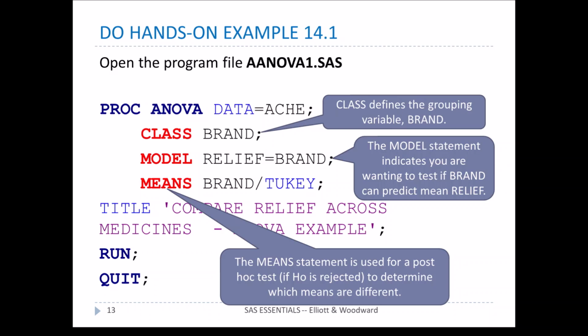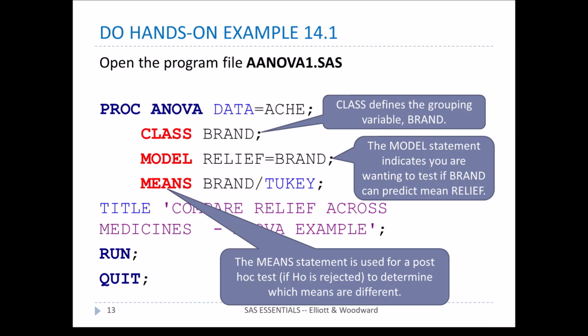First of all, we have the class statement, class brand, and that defines the grouping variable brand. By grouping variable, we mean that it's like 1, 2, 3 or A, B, C. In this case, it's headache medicine, so it could be Advil, Tylenol, aspirin, or something like that. Whatever classification variable it wants to be.